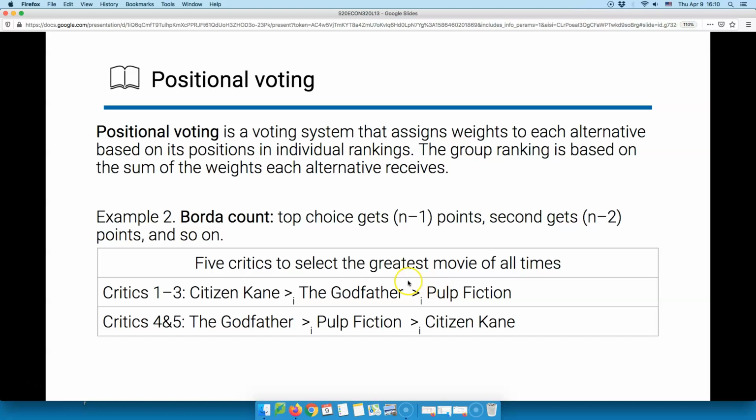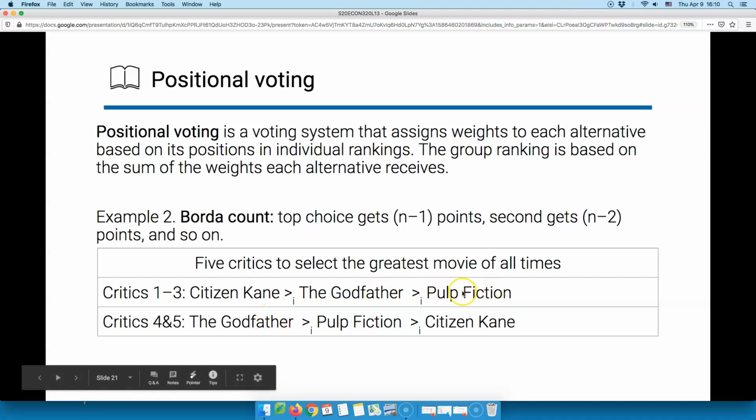So now let's calculate how many points each movie gets. Citizen Kane gets 2 points from 3 critics, that's 6 points, and then 0 points from critics 4 and 5 for a total of 6. So using Borda count, Citizen Kane in the end gets 6 points. Godfather would get 3 points, that is 1 point each from critics 1 to 3, and then 4 more points from critics 4 and 5 for a total of 7. So 3 second places and 2 first places give you 7 points.